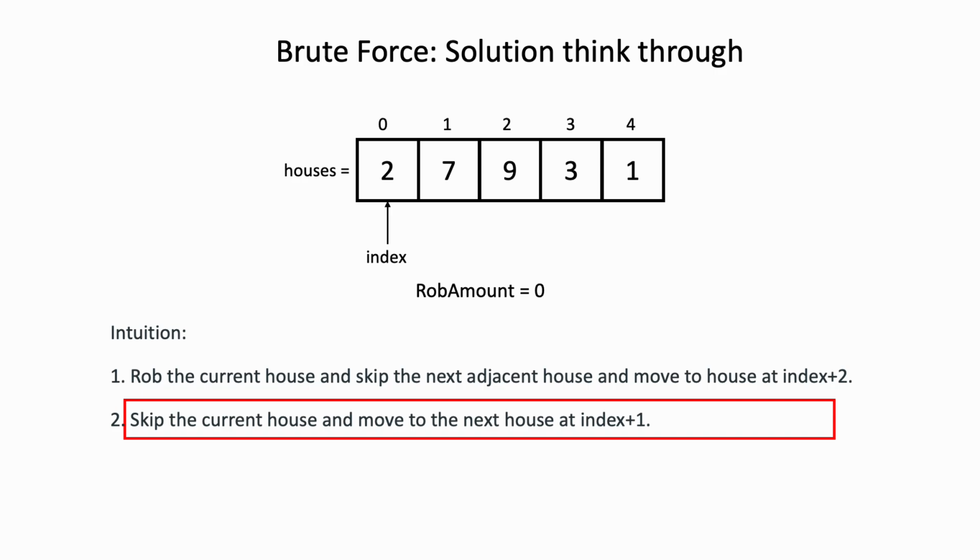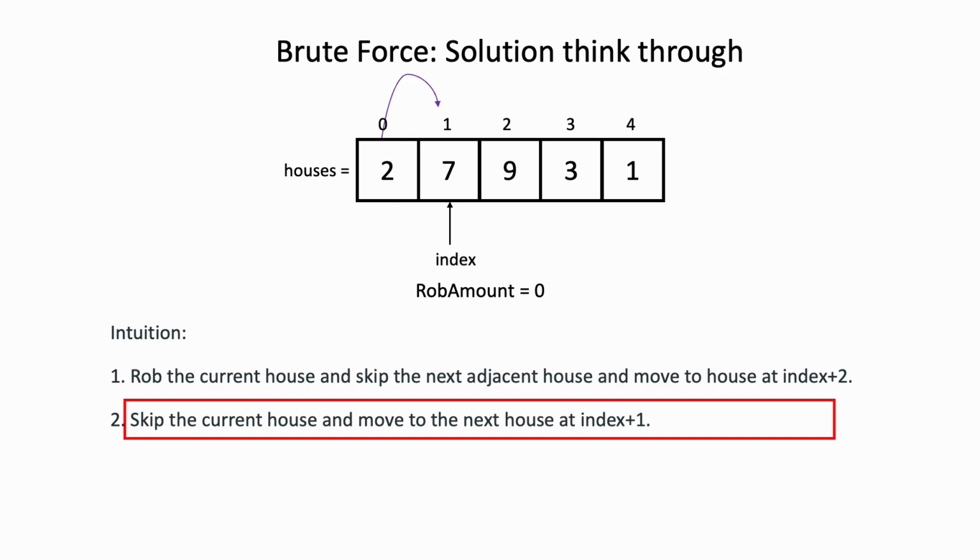Now let's say we are at index 0 and we want to take the second action to skip robbing the current house. Let's visualize the second action. The rob amount will be unchanged, which will be 0, and we will simply move the index pointer to the house at index plus 1.